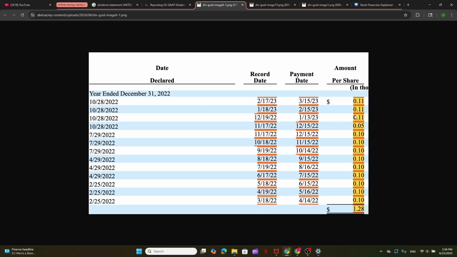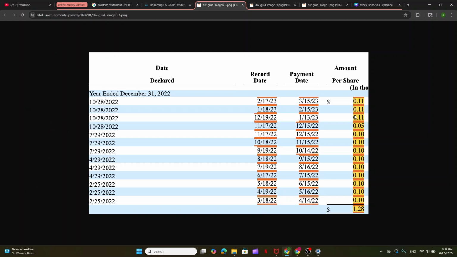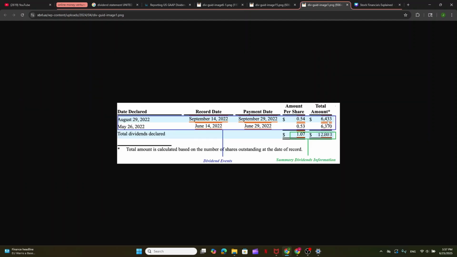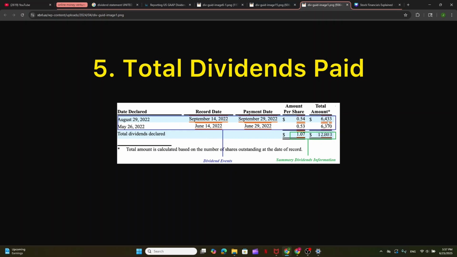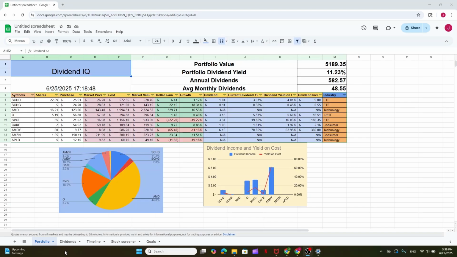An easy example of this is, just say you have 20 shares of, let's say, Company B. Company B pays a dividend of $1 per share, and you have 20 shares. 20 times $1 per share, it's an easy $20 dividend payment. Now, the total dividends paid is usually listed pretty clearly on the statement, and this is going to be the exact amount of dividends that were deposited or reinvested into your account.